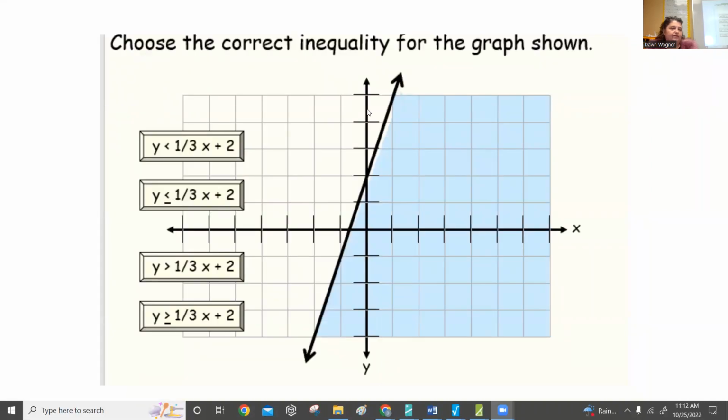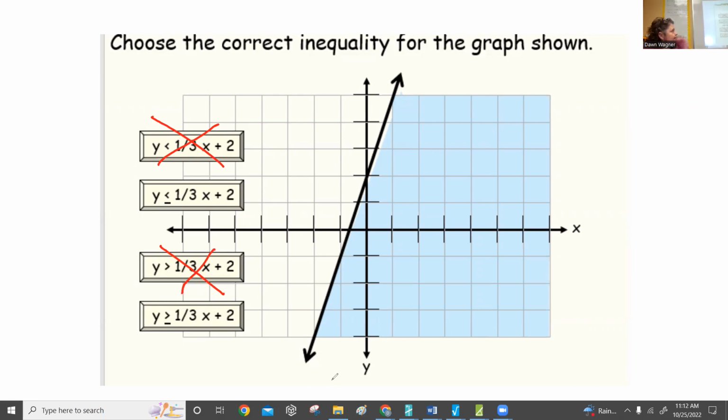Okay, so here you're choosing which equation makes sense. So we will cross out any equations that don't have lines under the inequality, correct? Because it has to be a solid line. So this would be a dashed line. This would be a dashed line, right?